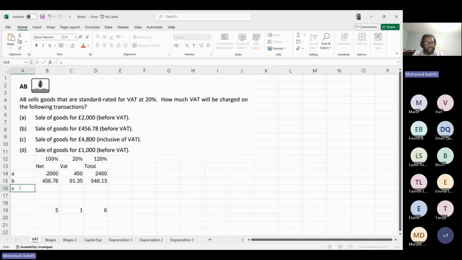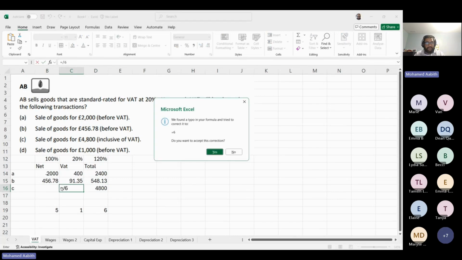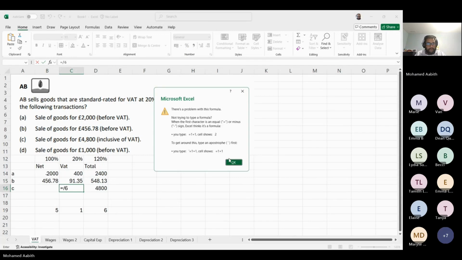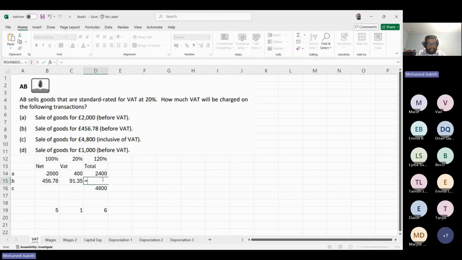Now let's look at question C. Here the total sales of goods is £4,800 inclusive of VAT. So 4,800. And how am I going to find this one? We can do two different ways as well. Remember, I've said that you can divide it by 6. We have to say that number divide by 6, which is going to be £800. And this one is going to be equal to that times 5. And that gives you the answer. And then the last one, before VAT, is going to be £1,000.